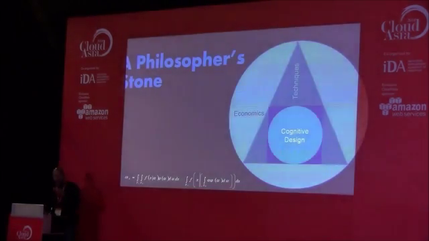So we finally found the philosopher's stone, which is essentially the technology, the economic value, and cognitive design. When I say cognitive design, I mean that the way you present the information makes a profound impact on the value and on the behavior of the people.